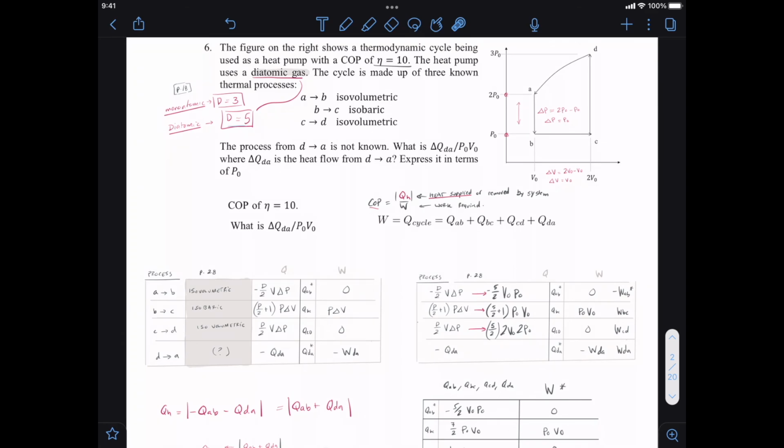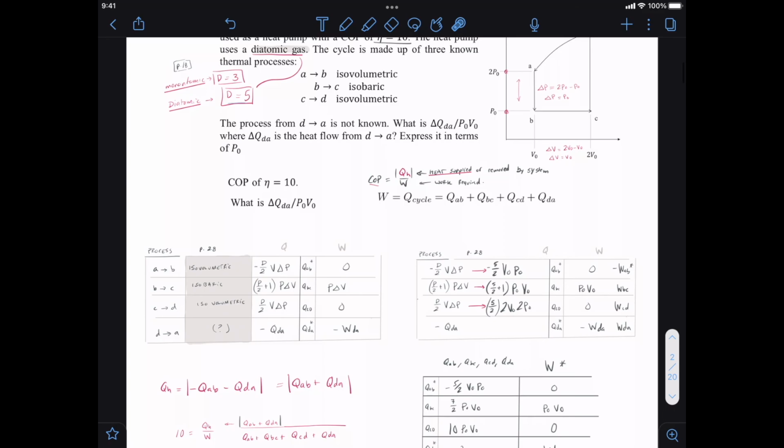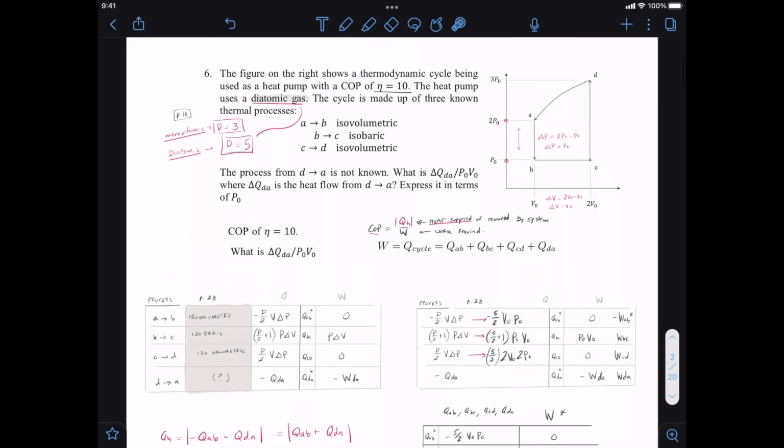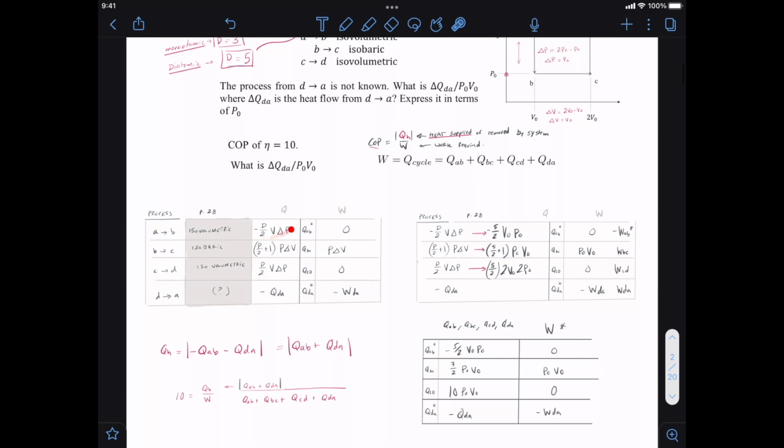So on the top, we had the QDA term in the heat supplied term, and we also had it in the bottom on the work required term, okay? And because we knew this COP, we just did algebra to solve for QDA, okay? In order to find all of our equations for AB, BC, and CD, the known processes, we looked up our known equations for these known types of processes on page 28 in the lecture notes, okay?